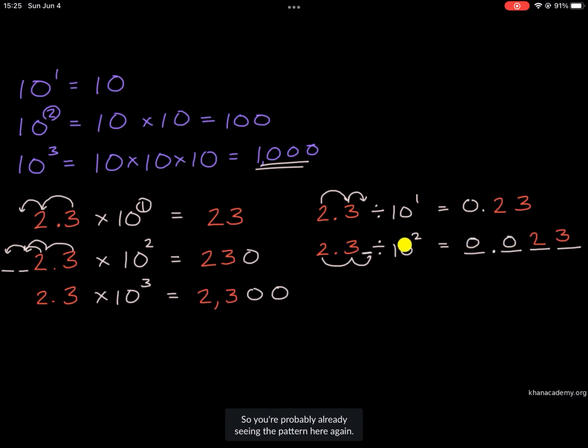So you're probably already seeing the pattern here again. Whatever the exponent is, if you're dividing by 10 to that power, you're going to shift the digits that many places to the right.